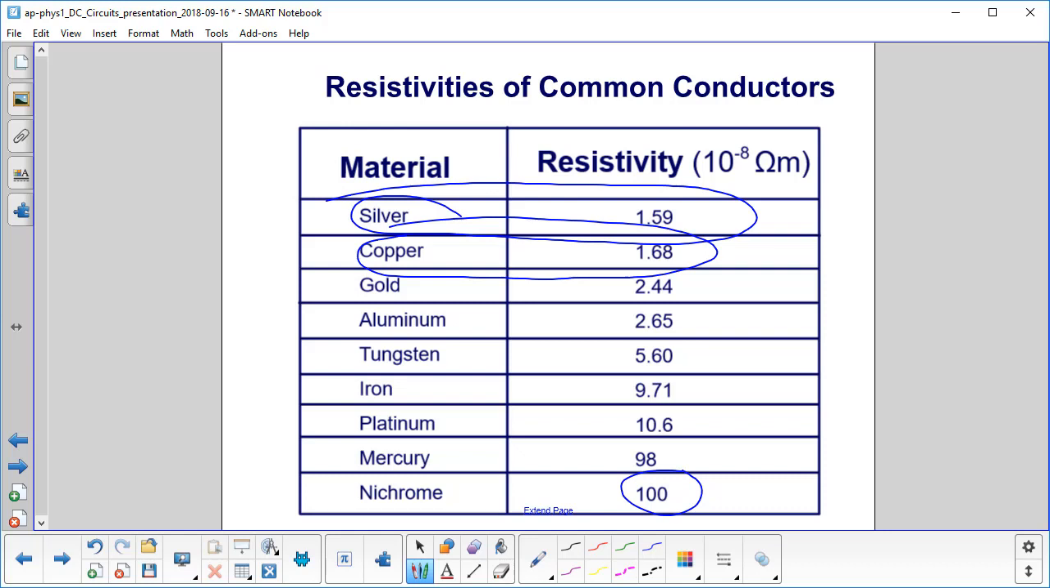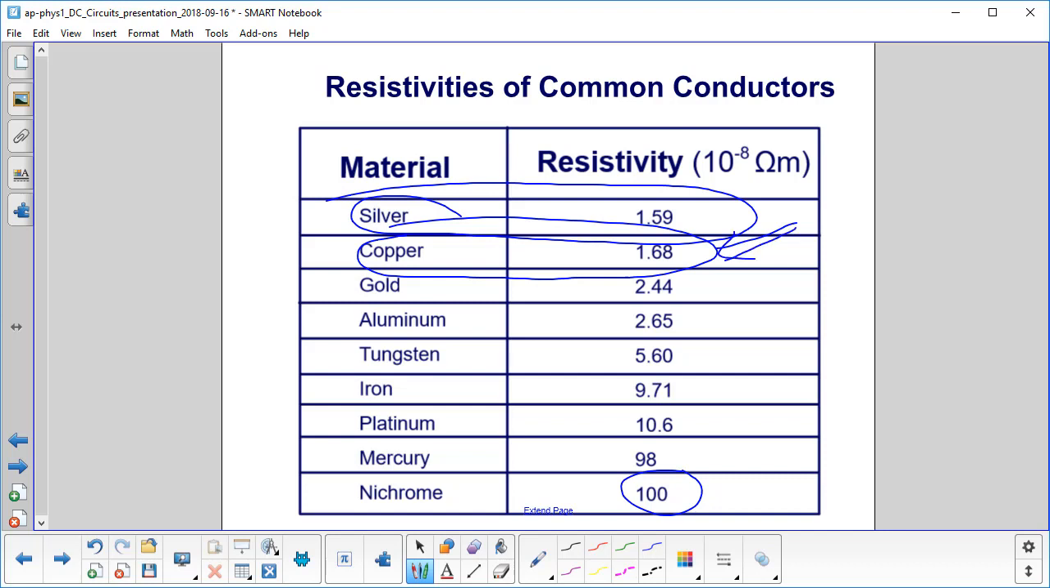So if silver is a better conductor than copper, why don't we use silver wiring? Well, a couple of reasons. One, it's vastly more expensive. Two, it corrodes more easily than copper. And three, it's not as malleable as copper. So copper is our choice for household wiring.